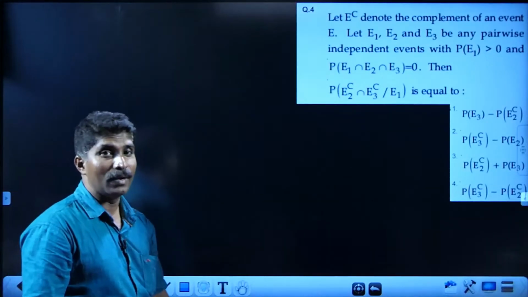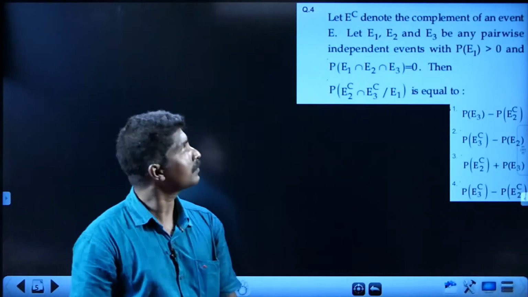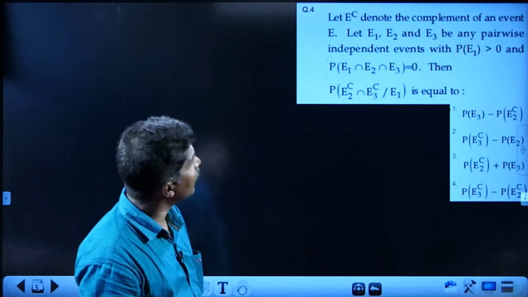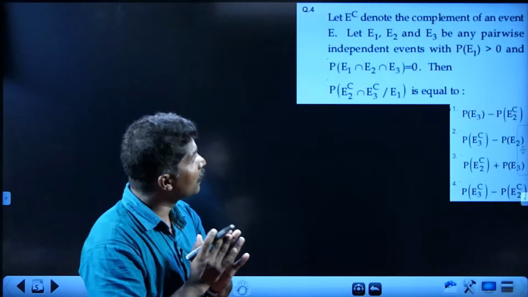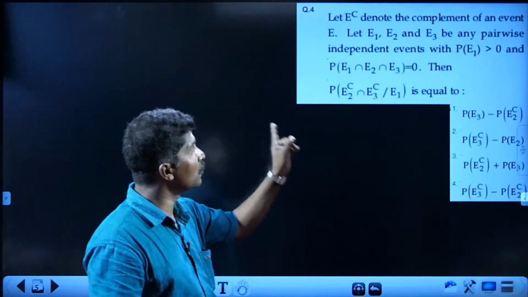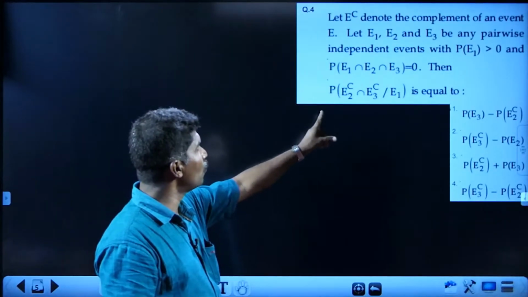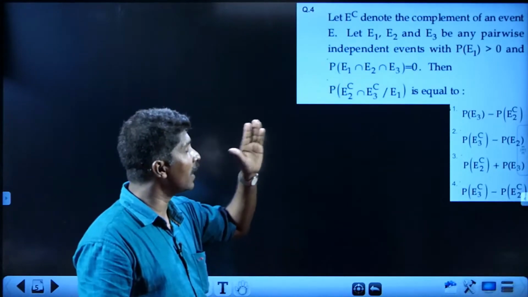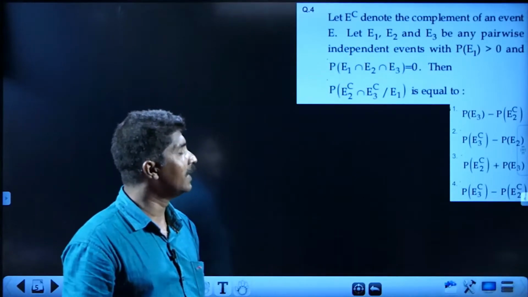Let E complement denote the complement of an event E. Let E1, E2, E3 be any pairwise independent events, and probability of E1 greater than 0. Probability of E1 intersection E2 intersection E3 is equal to 0. Then we have to calculate probability of E2 complement intersection E3 complement given E1, that is equal to.